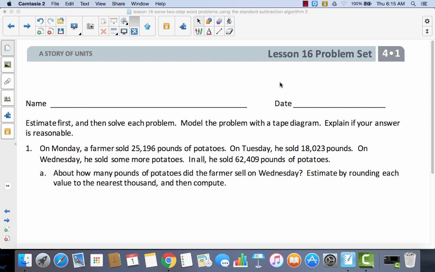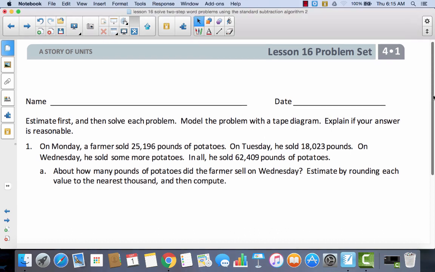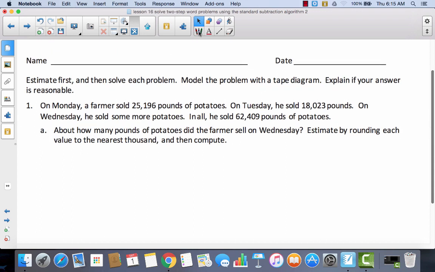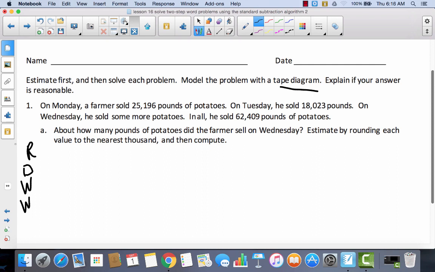All right, so make sure that you have lesson 16 problem set and that you go ahead and write your name. And let's read the directions. Estimate first, then solve each problem. Model the problem with a tape diagram. Explain if your answer is reasonable. Okay, so we have an application problem here, and we are going to be using that RDWW process. We're going to read. We're going to draw. They've already told us that they want us to draw a tape diagram. We're going to write a number sentence and we're going to write a word sentence.